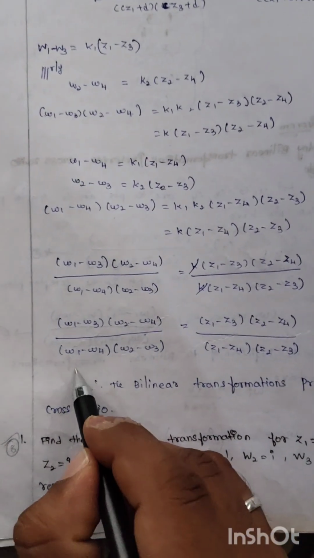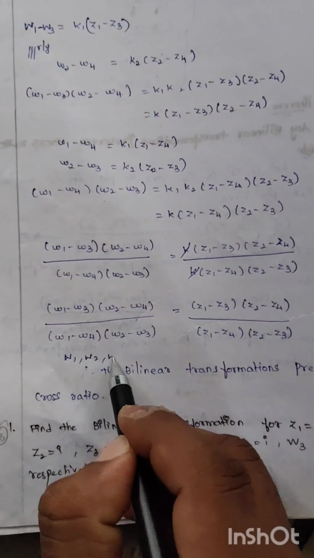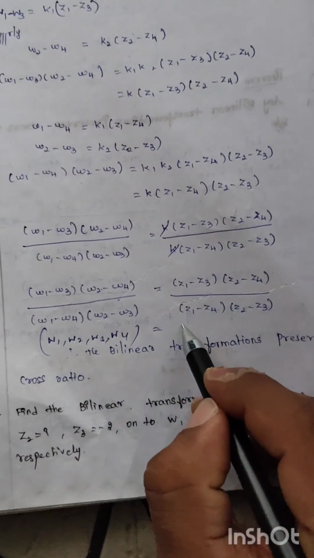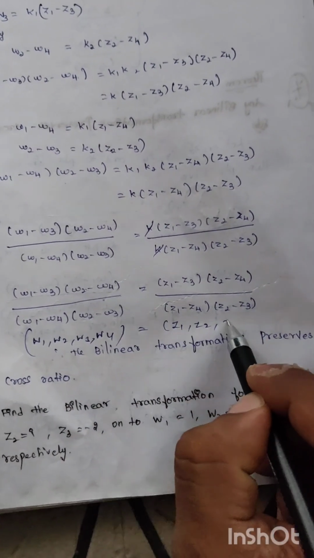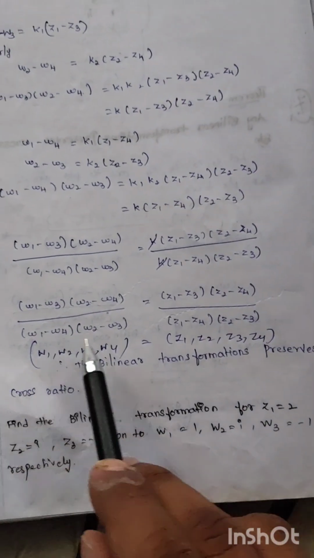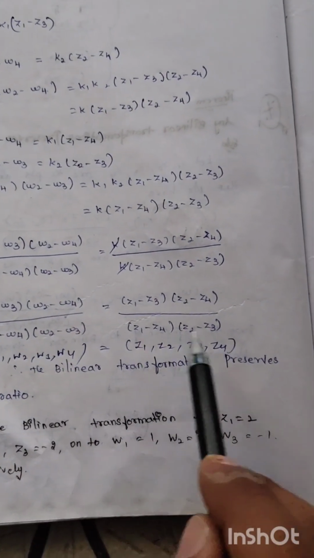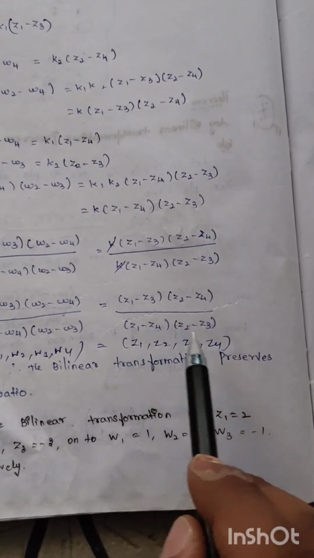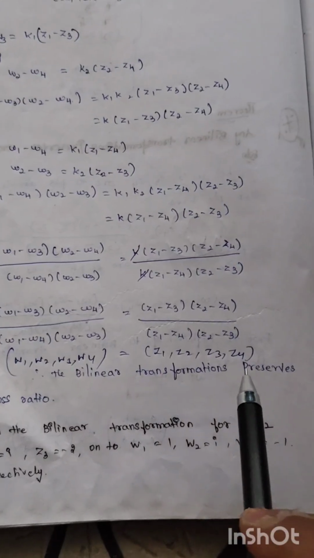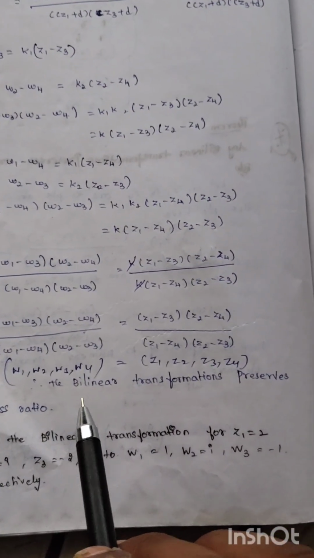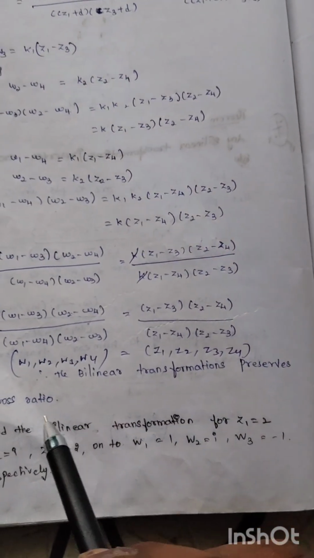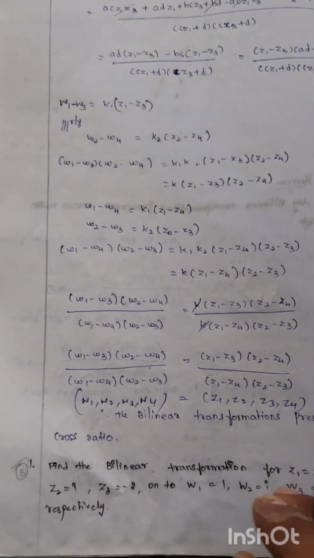Which is equal to (w1, w2, w3, w4) equal to (z1, z2, z3, z4). So hence the bilinear transformation preserves cross ratio, which completes the proof of the theorem. From this we conclude that the bilinear transformation preserves the cross ratio. Thank you.